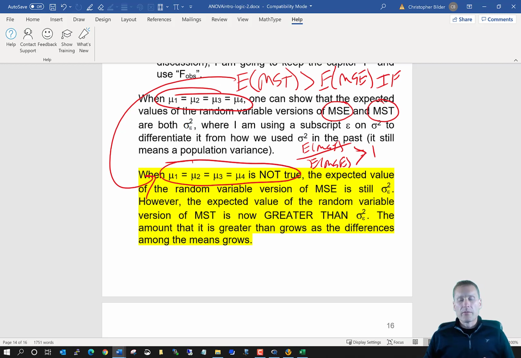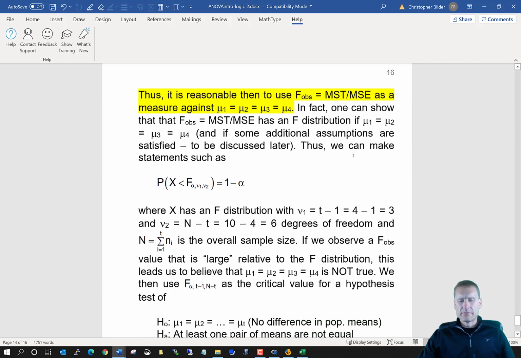So in other words, when we actually observe MST and MSE, if that ratio is greater than 1, that says, okay, now there's something going on. And if it's greater than 1 enough, then we're going to say, hey, we need to reject H0. Well, how do we make this decision to reject? If we again think of MST divided by MSE as a random variable, it actually has an F distribution corresponding to it.